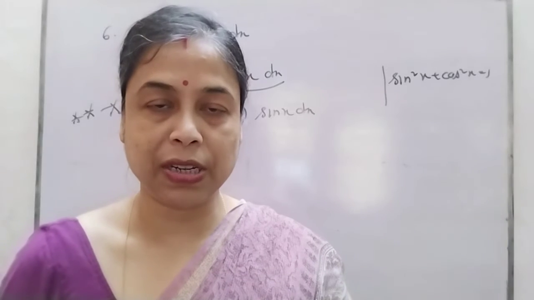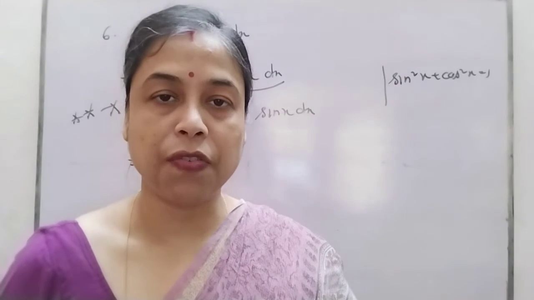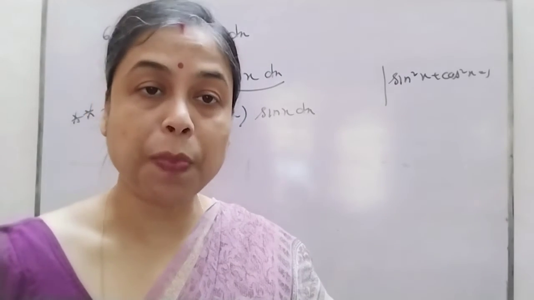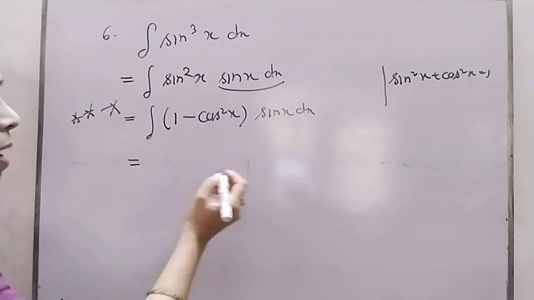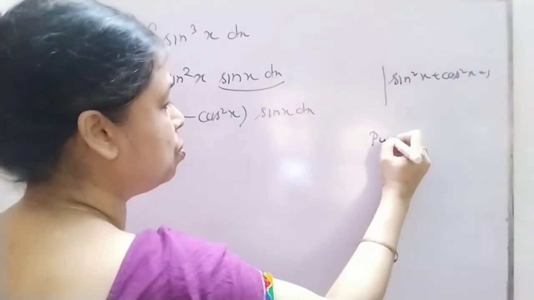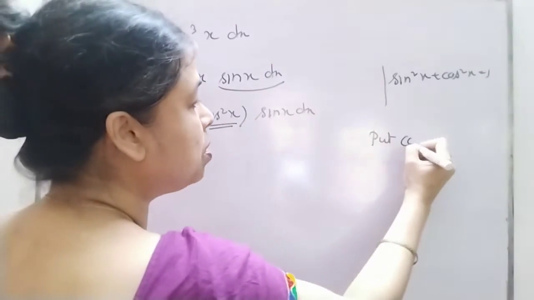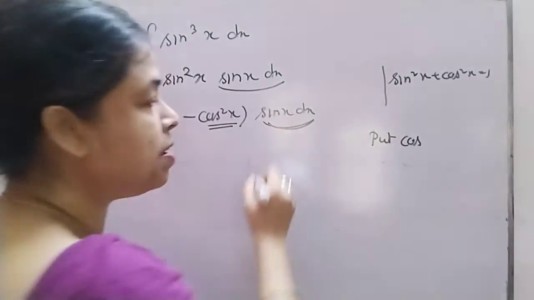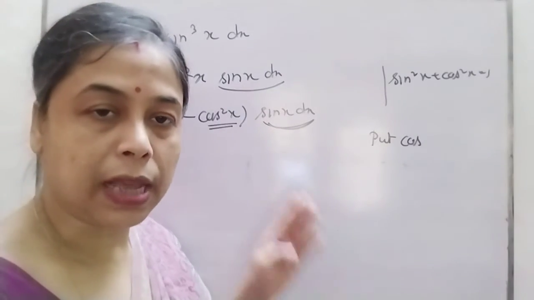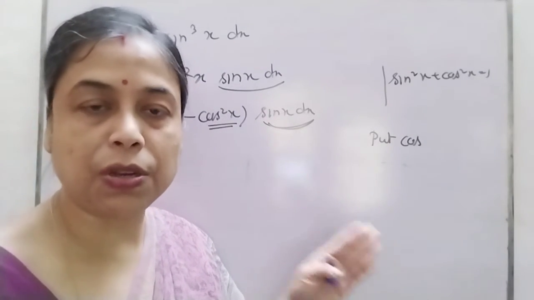I have given a general method, how to do the cubes of the trigonometric, odd powers of a trigonometric function. So what I am going to do, I have to use here substitution. You see, if I put cos, I will get sine. So put, the expression which is with dx, that expression you try to get.